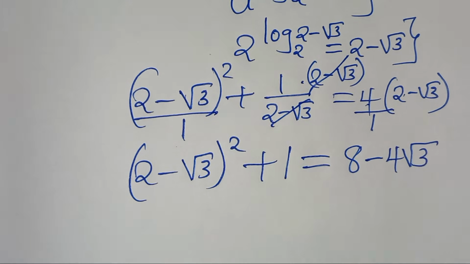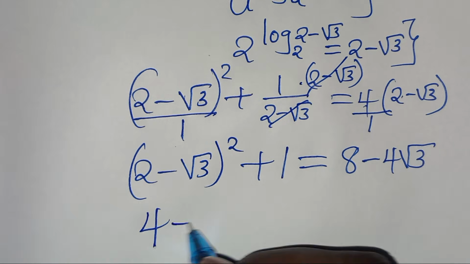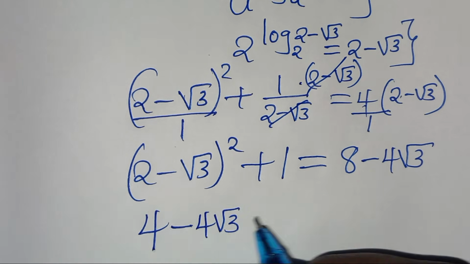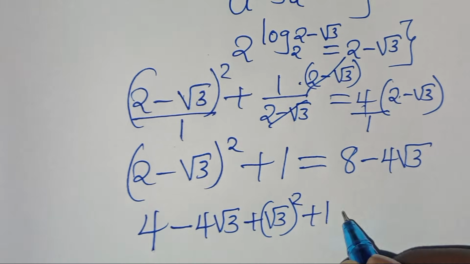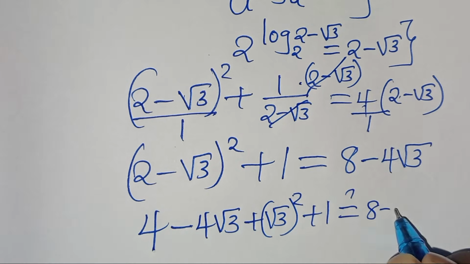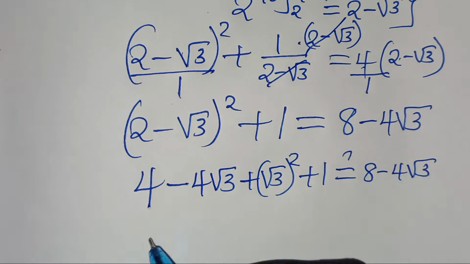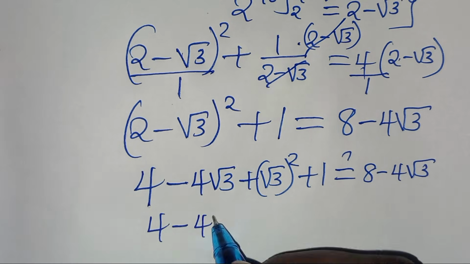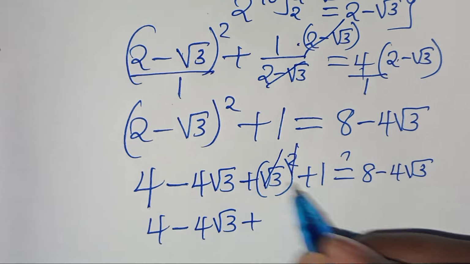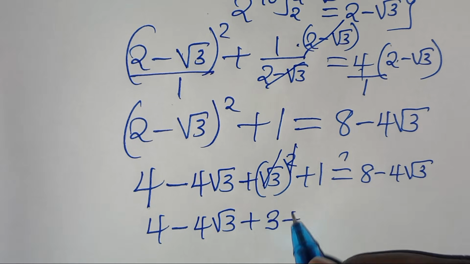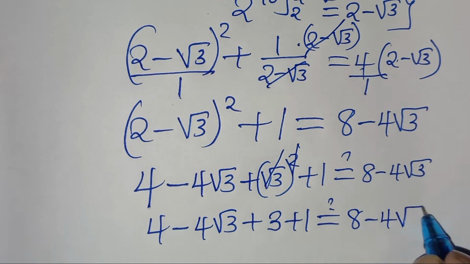Now, let's expand this. 2 minus square root of 3 to the power of 2. This is 4. Then minus 4 square root of 3. Then plus square root of 3 to the power of 2. Then plus 1. This should be equal to 8 minus 4 square root of 3. Okay, so this is 4 minus 4 square root of 3. Then plus square root of 3 to the power of 2. We can eliminate the square root side. So this is plus 3 plus 1. This should be equal to 8 minus 4 square root of 3.